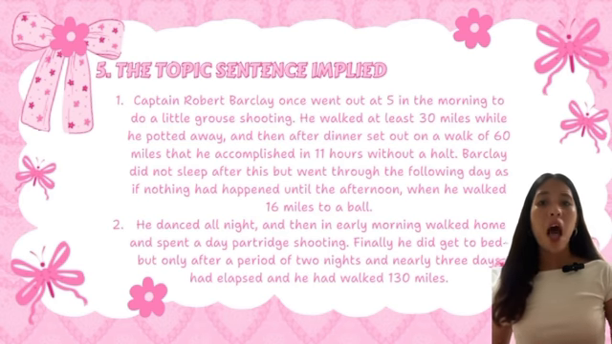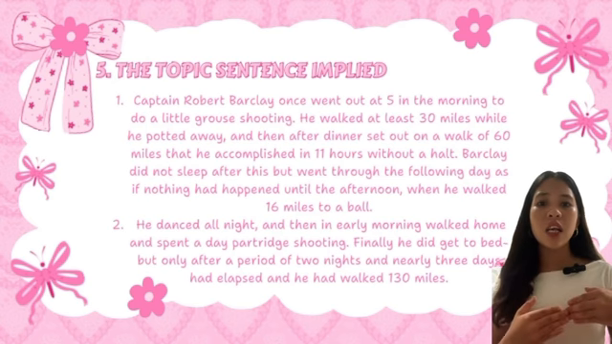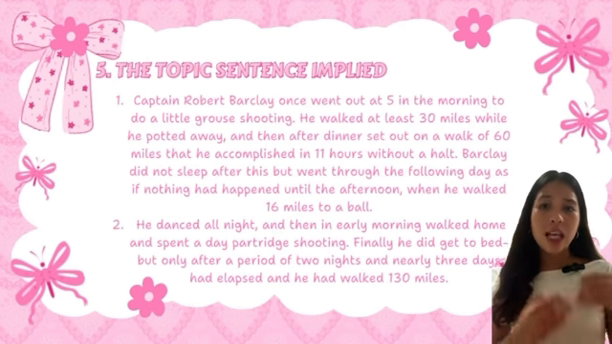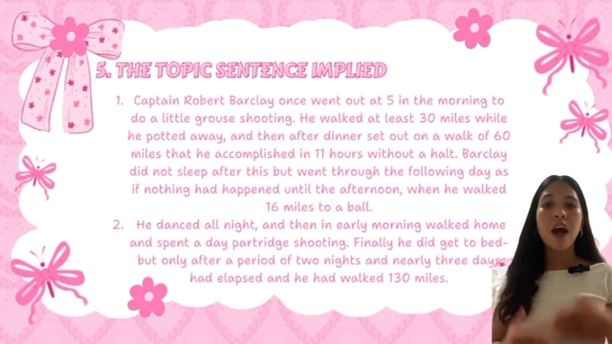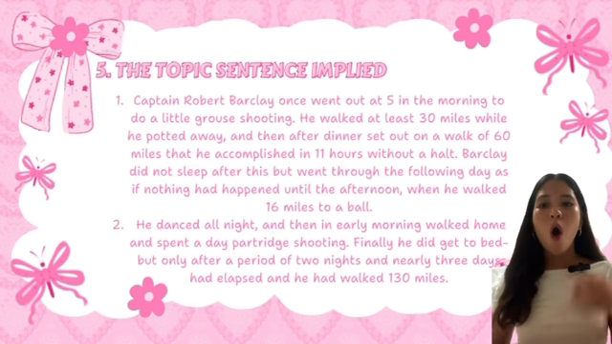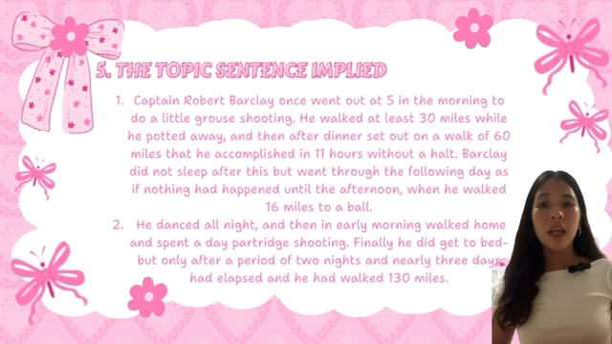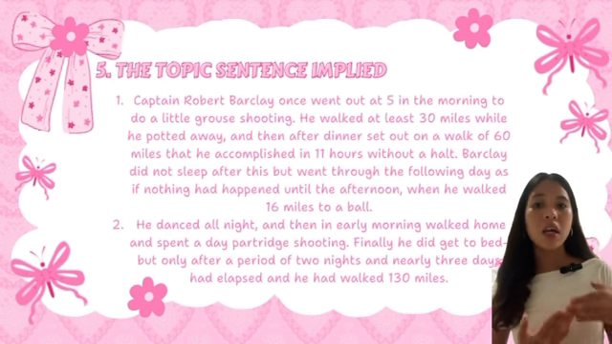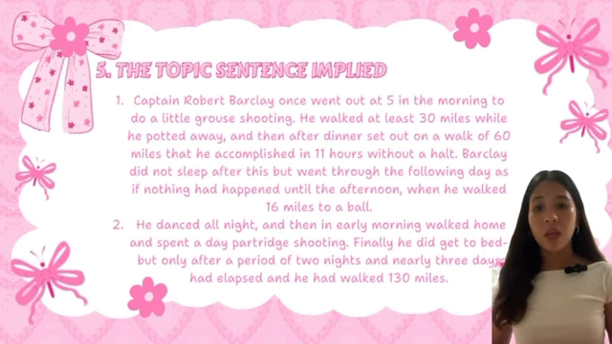So in the example, the paragraph described Captain Robert Barclay's extreme physical endurance: walking long distances, staying awake for days, dancing all night, and still functioning normally. Although there's no single sentence that clearly states the main idea, we can infer it: Captain Robert Barclay was an extraordinarily strong and tireless man. That idea isn't written directly, but all the details in the paragraph support it.